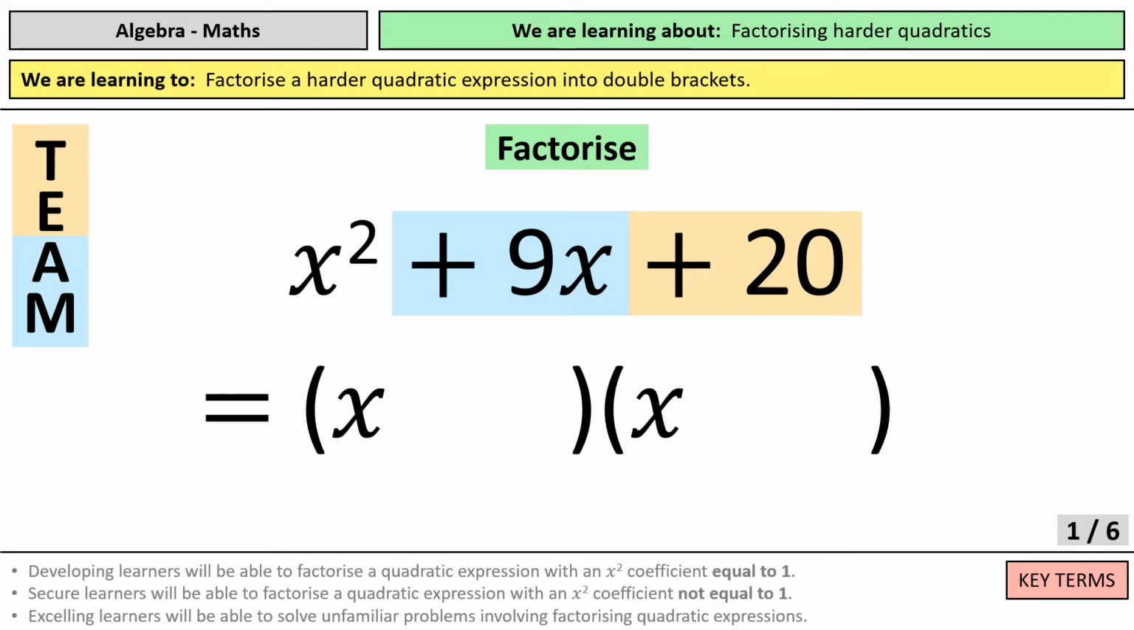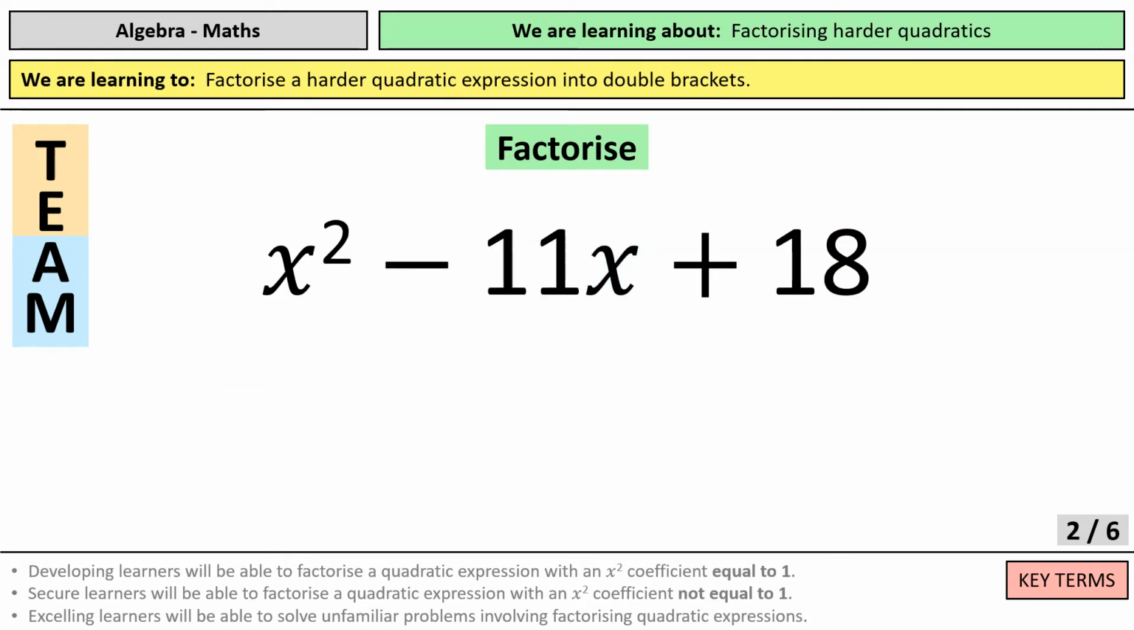I'm not going to do that here, but we've set up our double brackets. So we've put the x at the start of each bracket, x times x, giving us our x squared. And just a quick thought, you could probably do this one in your head. Two numbers that will times to give 20 could be something like 1 times 20, 2 times 10, 4 times 5. And the one that will obviously add to make 9 would be 4 and 5. So plus 5 plus 4, or plus 4 plus 5. It doesn't matter which order we put them in.